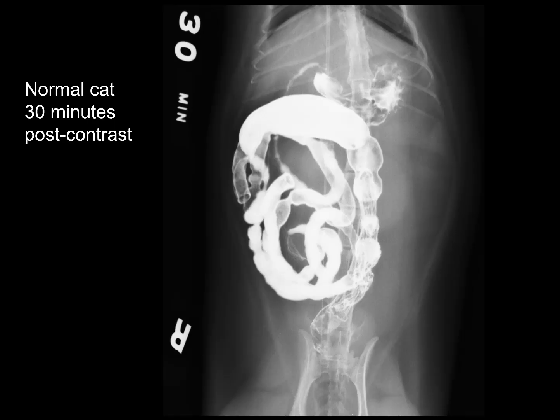So this is a normal cat 30 minutes after we gave contrast medium. You can see that the stomach is nearly empty, the duodenum's mostly empty, and there's quite a bit of contrast medium already in the colon, a lot of small intestine over here as well. So this was normal, and again, a pretty speedy transit.